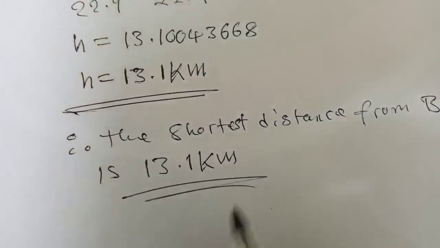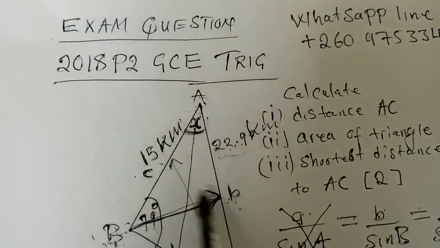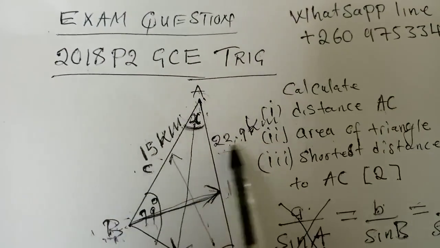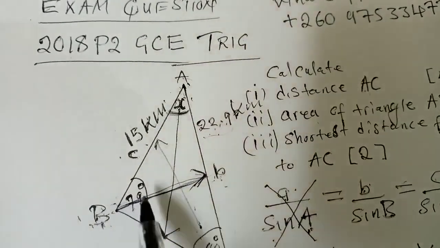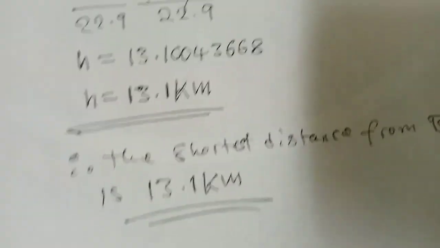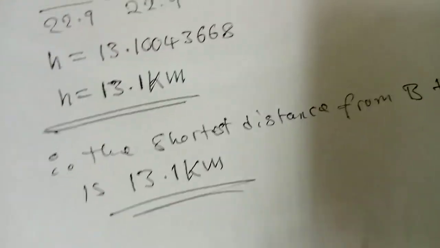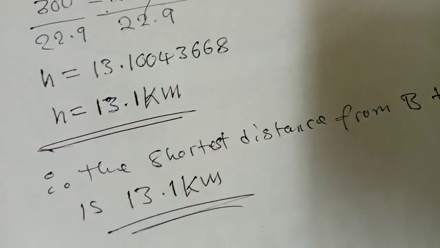kilometers. You can actually see even here that this is the shortest distance, because this one is 15, this one is 22. Automatically you'll be able to tell that this distance is 13. So this is how we solve the area, the distance, and the shortest distance.